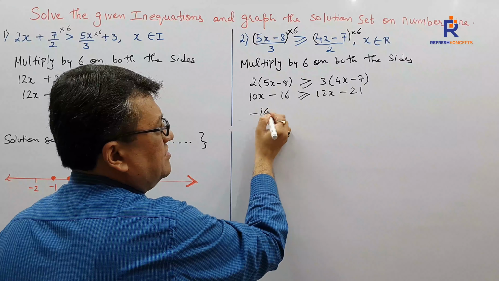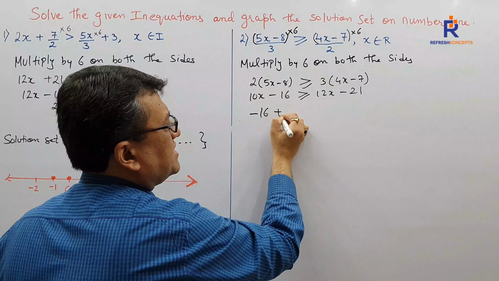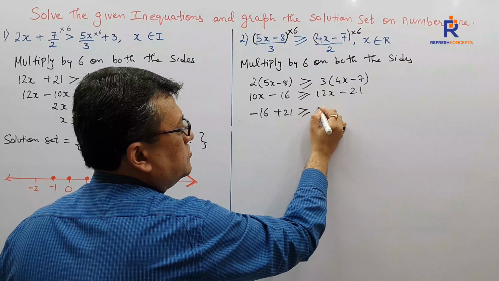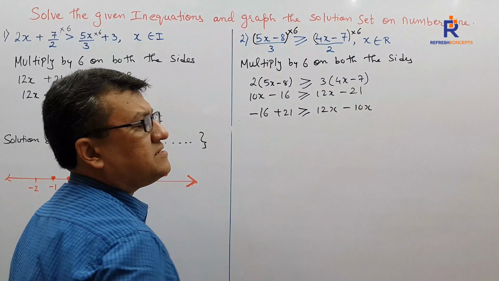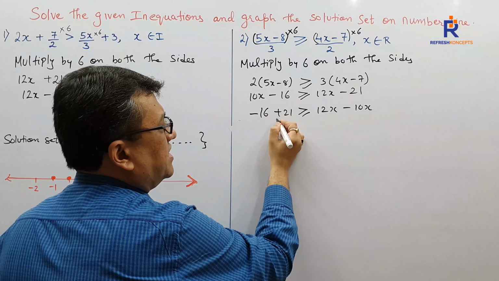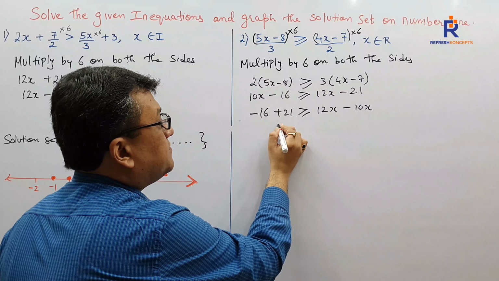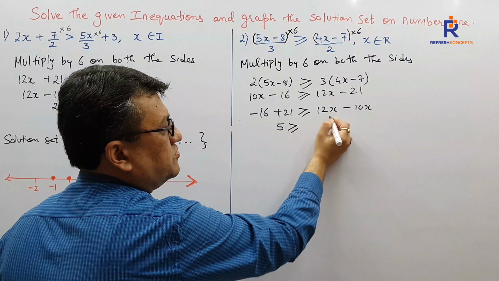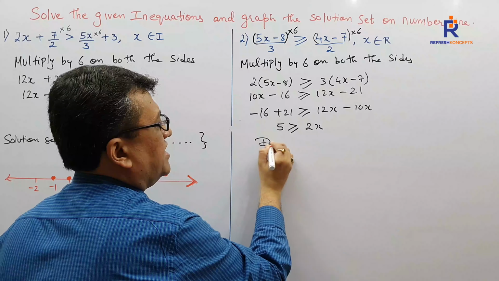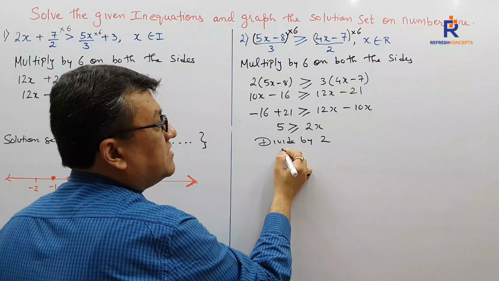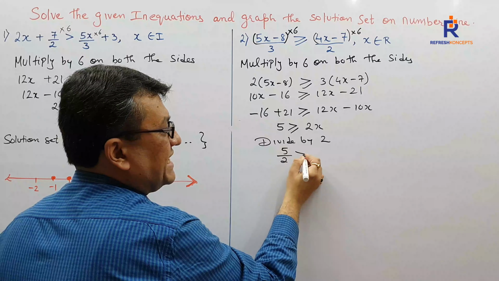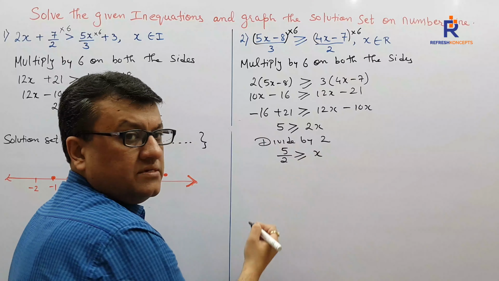So it's -16 + 21 greater than or equal to 12x - 10x. How about here? -16 + 21 = 5, greater than or equal to 2x. Divide by 2. What will I get? 5 by 2 greater than or equal to x.